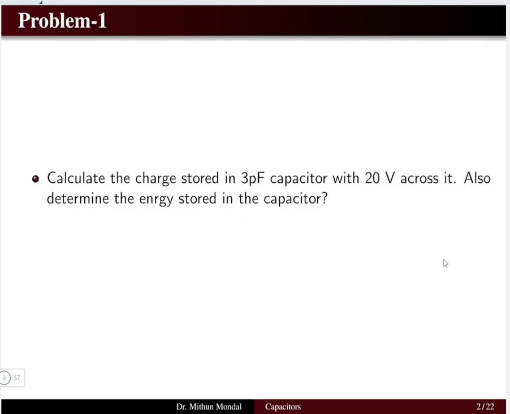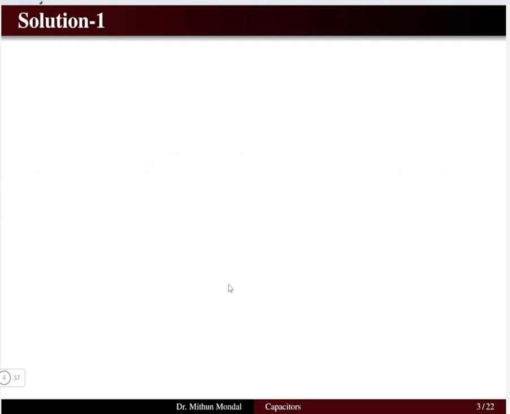So problem 1 is a very basic problem. You have to calculate the charge that is stored in a 3 picofarad capacitor with 20 volt across it. Also determine the energy which is stored in the capacitor. Okay, so that is what you have to determine, the charge and the energy. The capacitor value is 3 picofarad and the voltage that is given is 20 volt. So this is a very fundamental problem in capacitors.